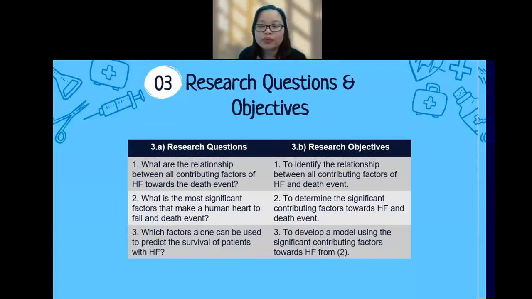And my research objectives include: the first, to identify the relationship between all contributing factors of heart failure and death event. Second, to determine the significant contributing factors towards heart failure and death event. And the third is to develop a model using the significant contributing factors towards heart failure from the second objective.